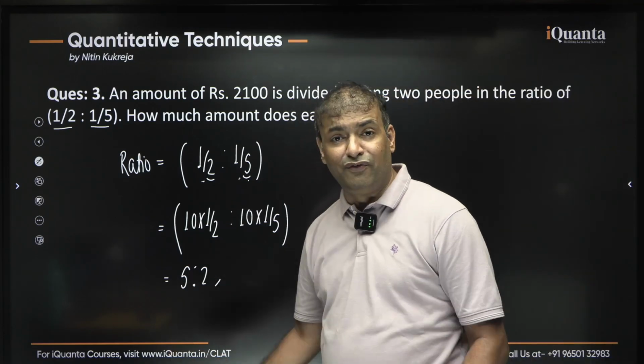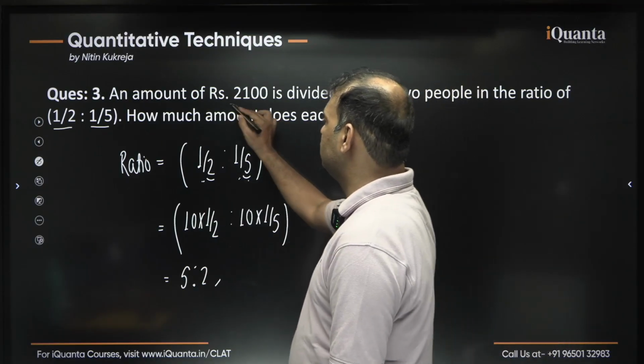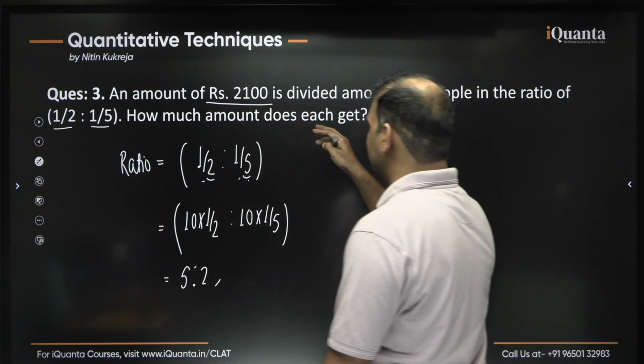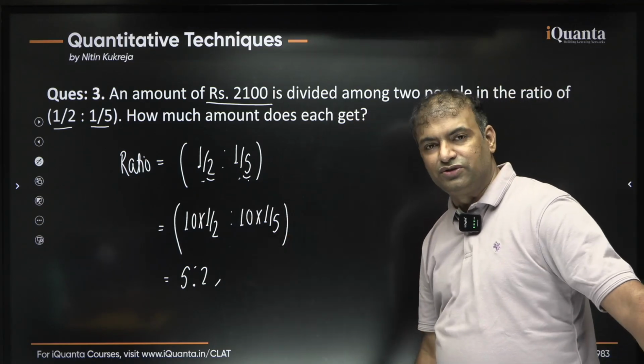That is a simple form of the ratio. Now guys, I think this question is too easy for us. We just have to distribute rupees 2100 between two people, and the ratio of their amounts should be 5:2. Or we can say what?